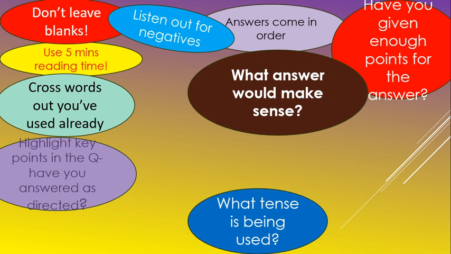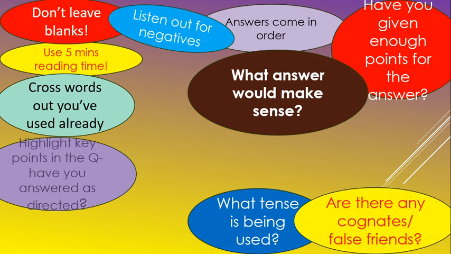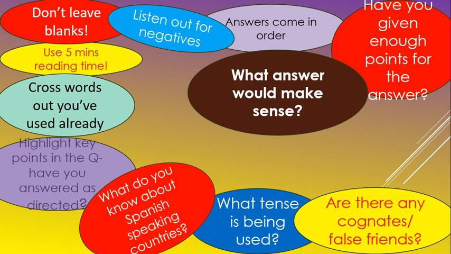What answer would make sense? So if you're not sure, think logically. What would actually make sense in this situation? Look out for cognates. We like cognates, they're our friends. However, the opposite to the cognates are false friends, the ones that are there to trick you. And in today's lesson, we're going to look at some of the false friends.